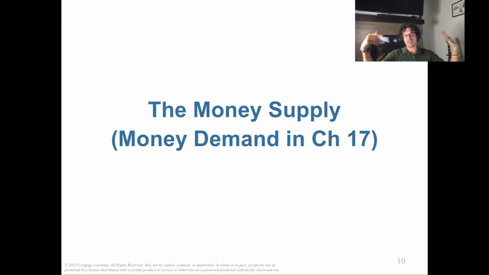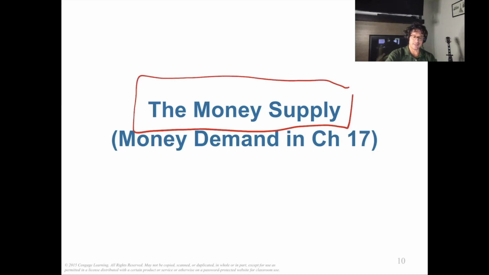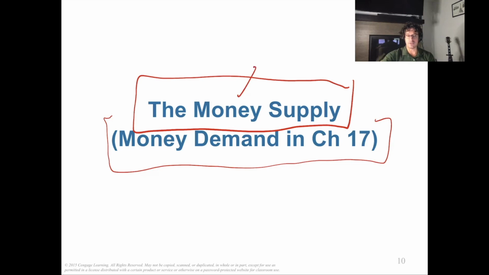Wonderful. Now that we are clear on what money is and what functions money serves, let us start understanding the money supply and the money demand. In this chapter, we are going to focus on the money supply. In the next chapter, we are going to talk about the money demand. So with money supply, the question is who is printing money, while money demand is about why people want to hold money.